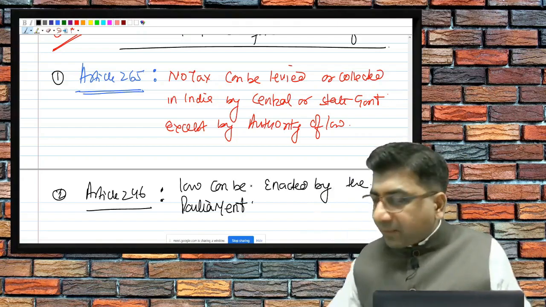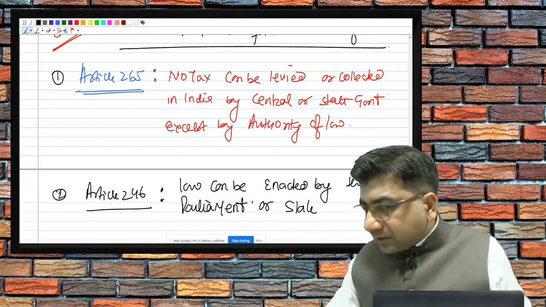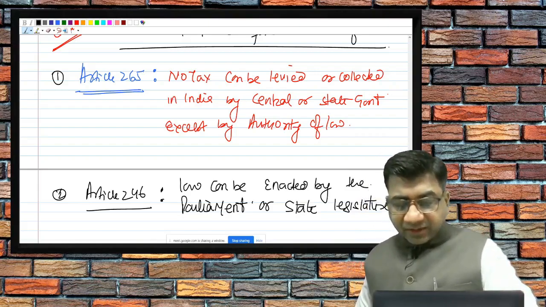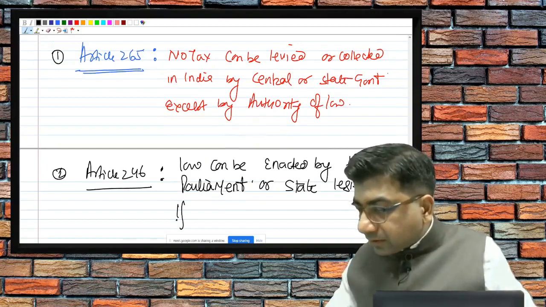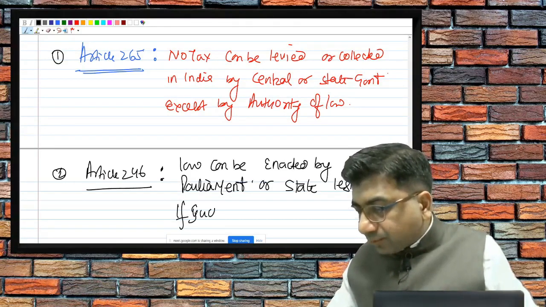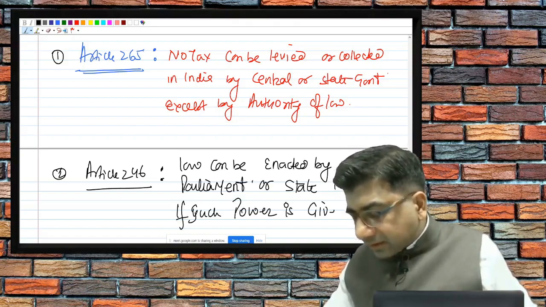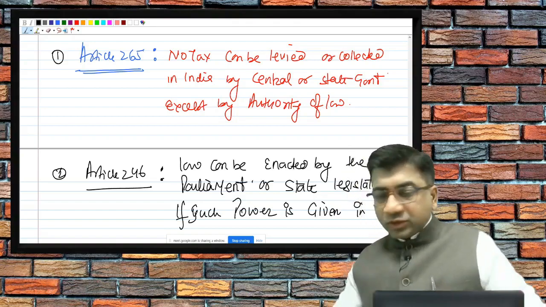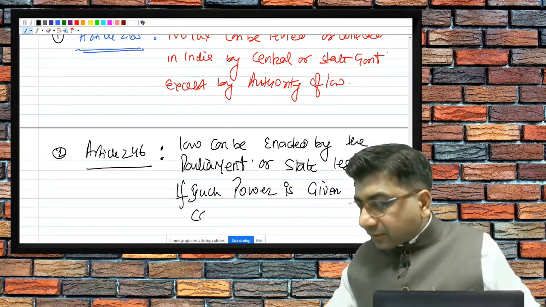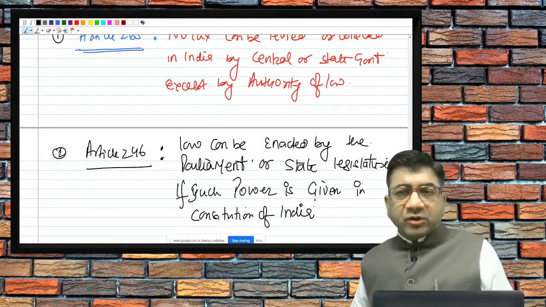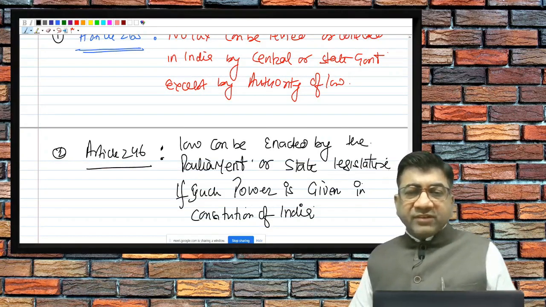So law can be enacted by Parliament or state legislature if such power is given in the Constitution of India. The law can be made by the Parliament or state legislature if the power is given by the Constitution.